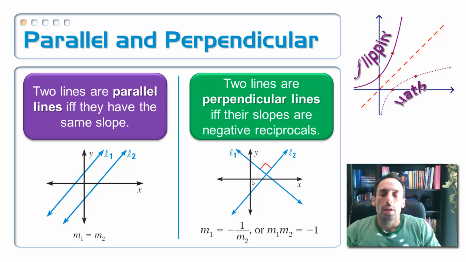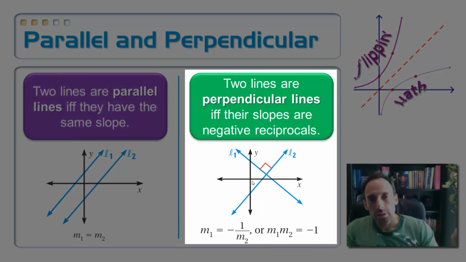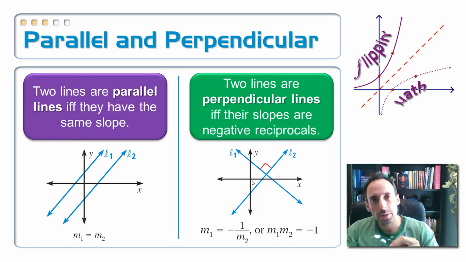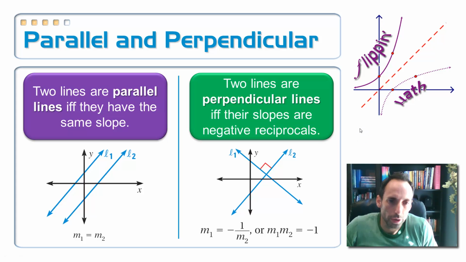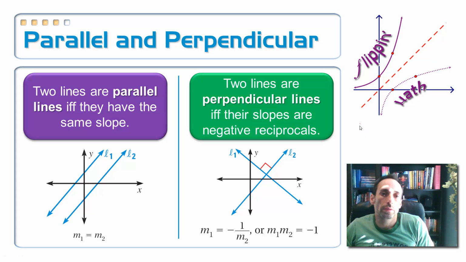On the other side, two lines are perpendicular if and only if their slopes are negative reciprocals of each other. So, for example, if the slope of one is, let's say, 2/3, then the slope of anything that is perpendicular to it is going to be -3/2. Let's flip it and change the sign.